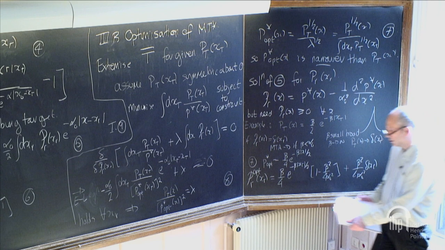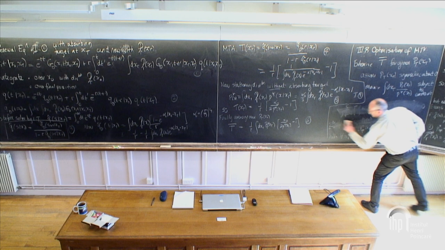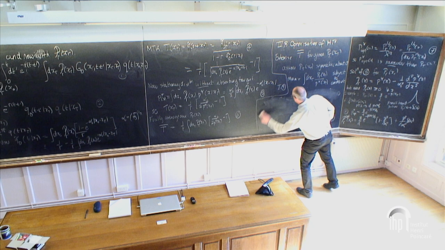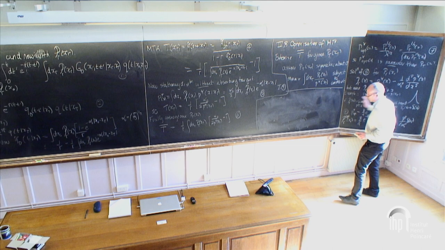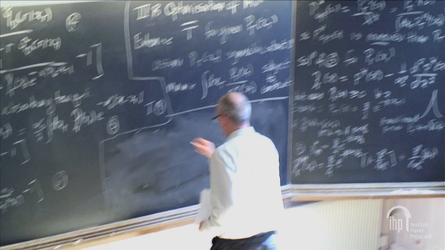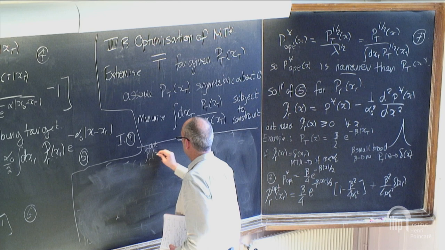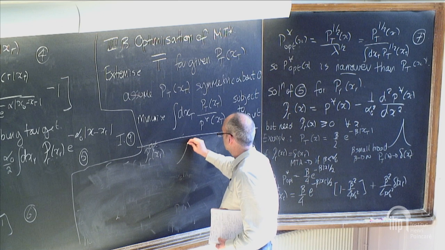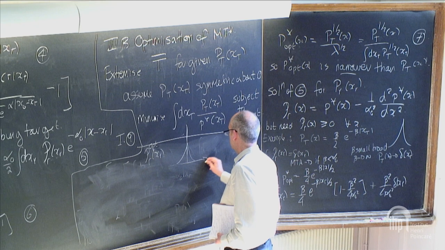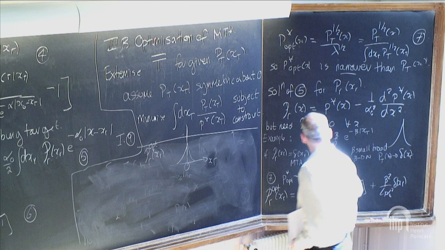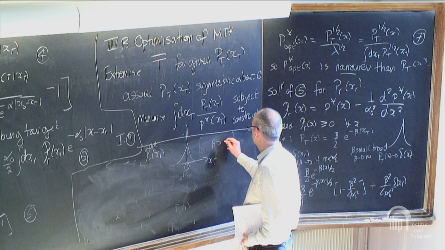Let me just borrow a little bit of space. Okay, so I'm continuing this problem over here. If I actually sketch this optimal distribution, it looks something like this, with a delta function at the origin. And this is when this part is positive, so this is when beta is greater than 2 alpha naught.